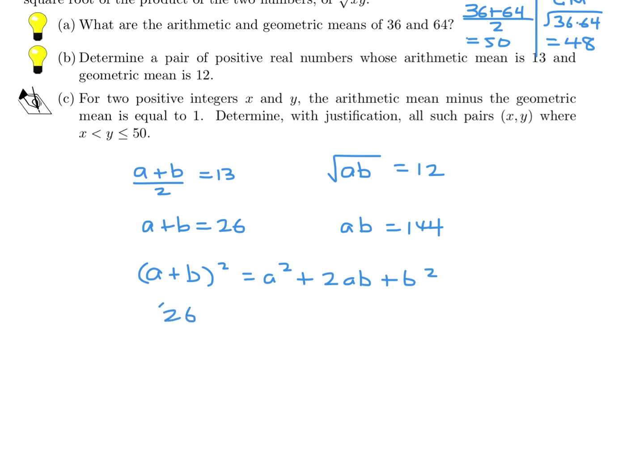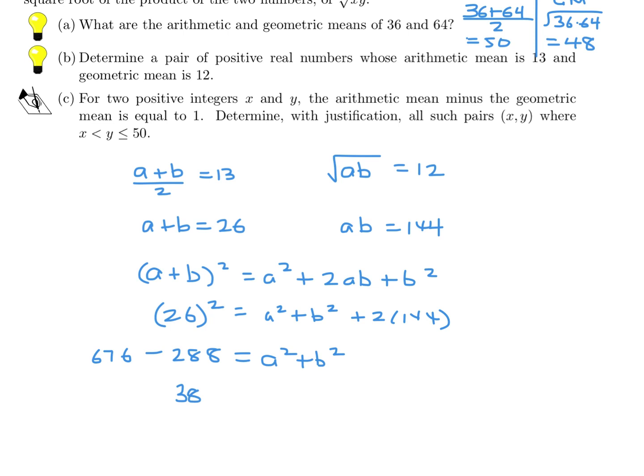So 26 squared is a squared plus b squared plus 2 times 144. So if you isolate for a squared plus b squared, you get 26 squared, which is 676, minus 2 times 144, which is 288. So this gives me 388. So I've got to come up with two perfect squares that add up to 388.